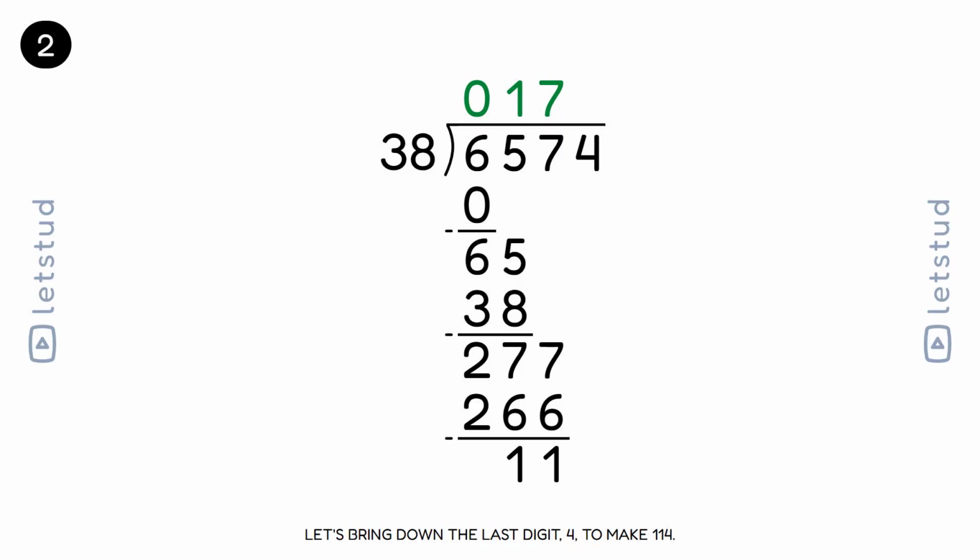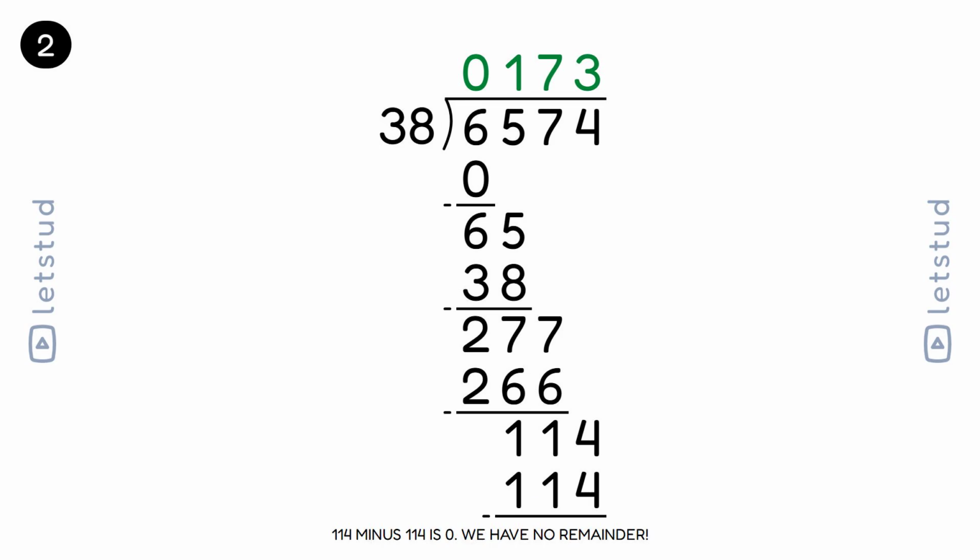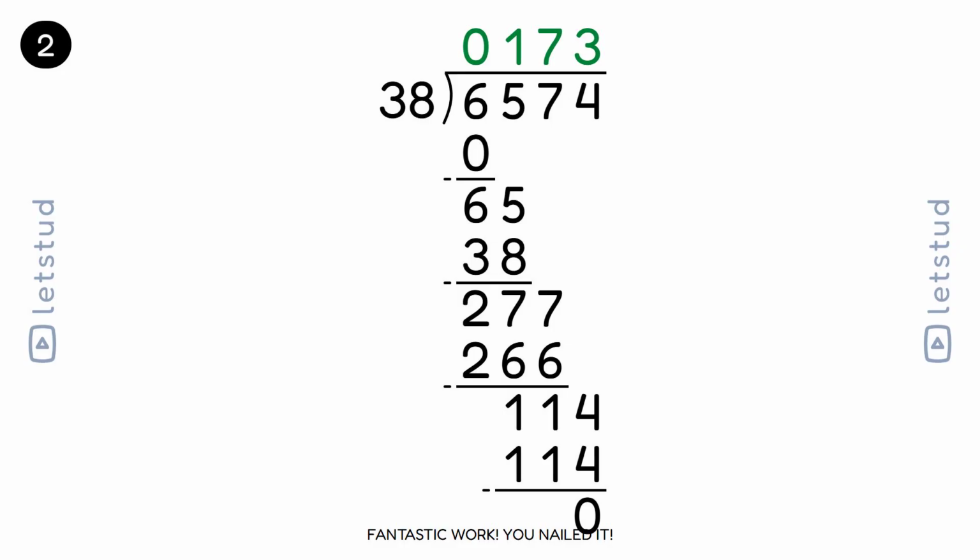Let's bring down the last digit, 4, to make 114. We need to divide 114 by 38. 38 goes into 114 exactly 3 times. 3 times 38 is 114. 114 minus 114 is 0. We have no remainder. Fantastic work, you nailed it.